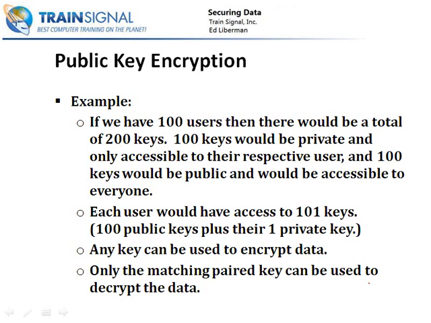Now, any key can be used to encrypt data. It does not matter. There's 200 keys. Any of them can be used to encrypt data. That's the easy part. But once the data has been encrypted, only the matching paired key can be used to decrypt the data. So once it's been done, of the 200 keys, there's only one key that can undo it, or decrypt the data.